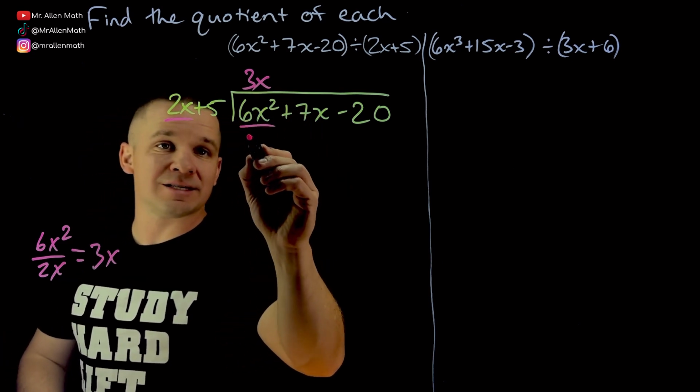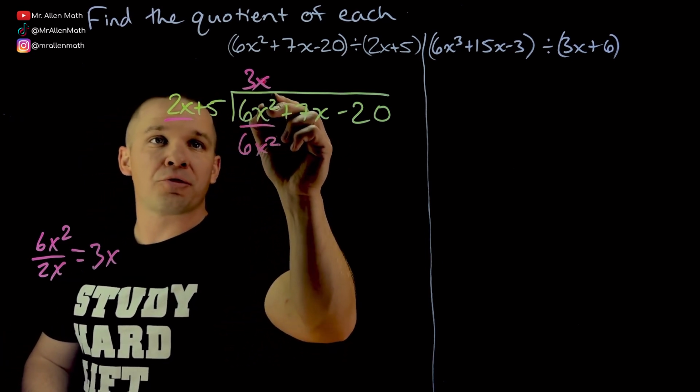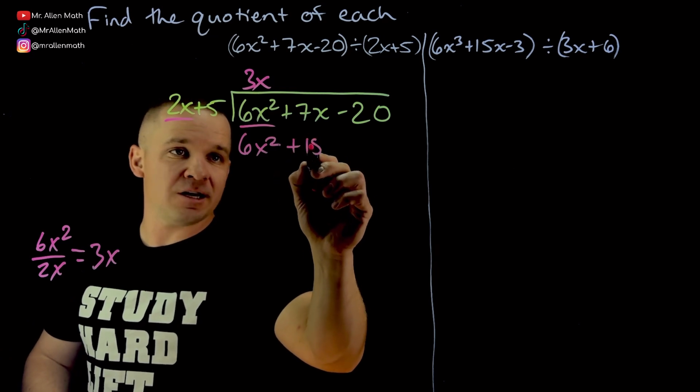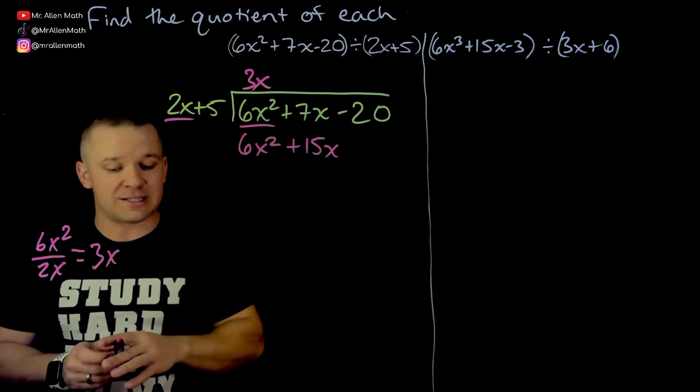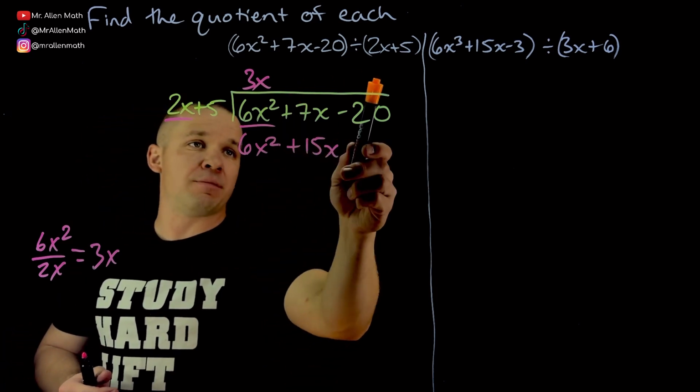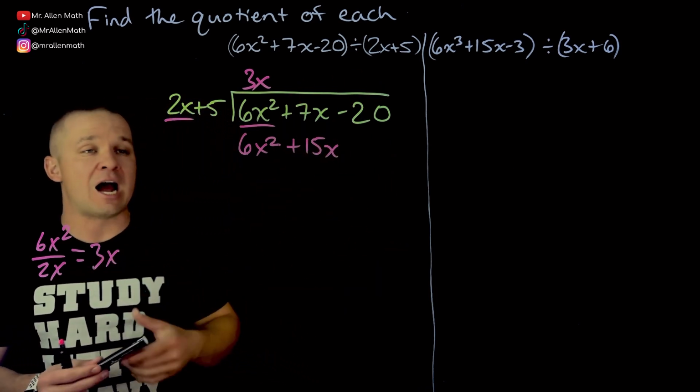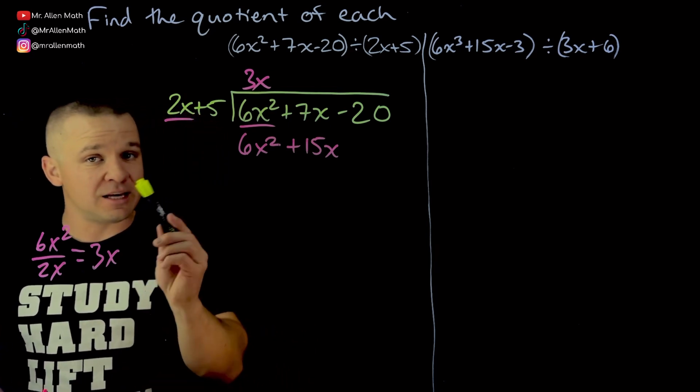3x times 2x is 6x squared. 3x times 5 is 15x. That's where they got to be paired up with their like terms. Make sure you are organized, all right? If your teacher, though, wants you to put it above its like term, go for it. Not something that I require for my students. All right, next thing here.